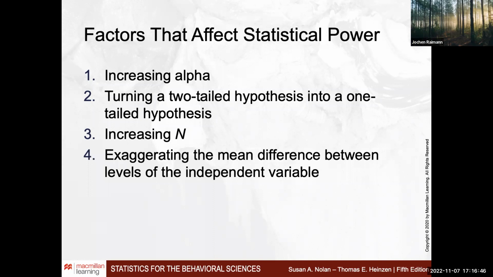You can also exaggerate the mean difference between the levels of the independent variable. So when you have a control group versus an antihypertensive medication, you could increase the dose of the antihypertensive medication. You could intensify the intervention in some shape or form as possible. Obviously, this is not always possible, and this is not always ethically acceptable, which is the next problem. So all of these have to be taken at a price.